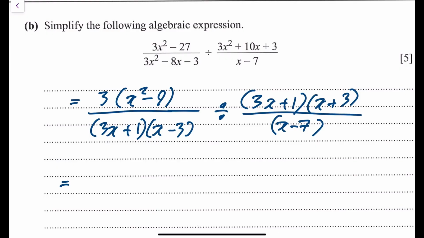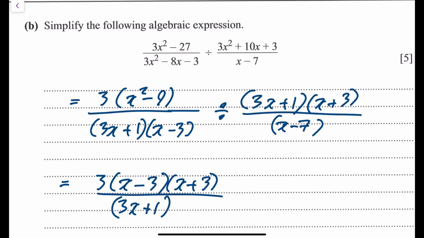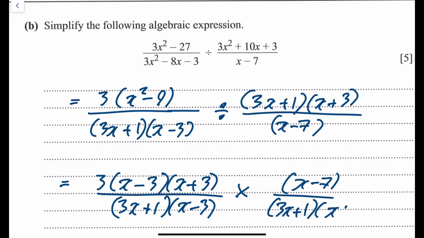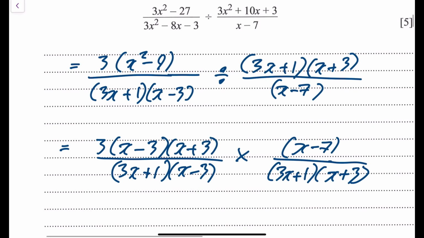Next thing I'm going to do is factorize this top line again. X squared minus 9 is x minus 3, x plus 3. And the bottom line is 3x plus 1 and x minus 3. And then what I'm going to do is flip the dividing fraction and change the divide sign to a multiply. And only at this stage should you think about cancelling. So we can cancel now.